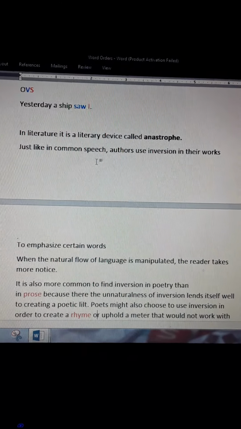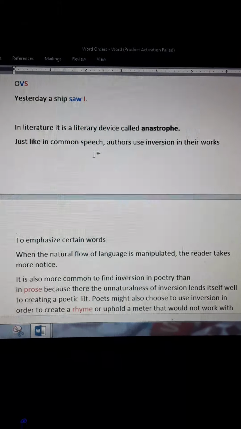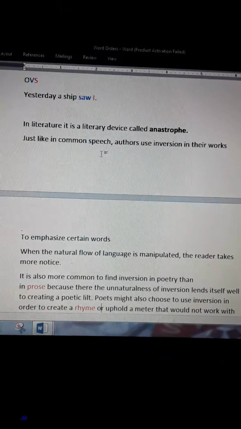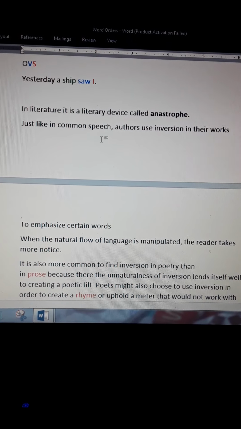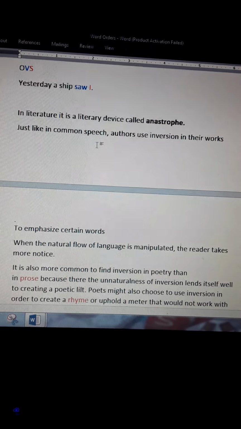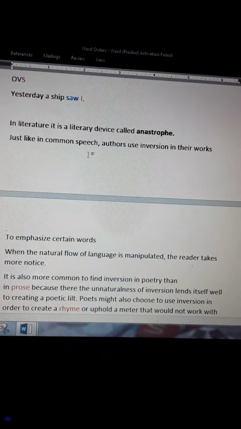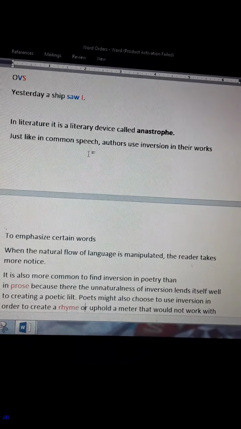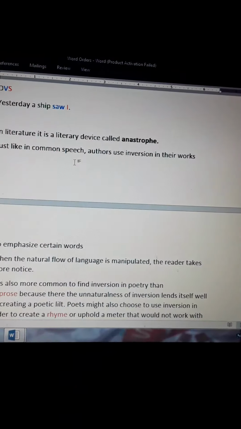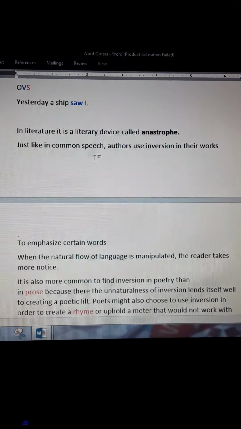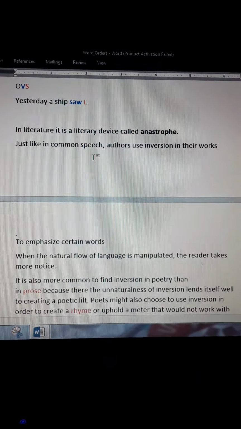And this is something interesting because in literature, this is a literary device, and you know what literary devices are: similes, metaphors, just figurative language that is used to enhance your writing and appeal to the senses of the audience and the readers. And this is called the anastrophe, which is the inverted word order.